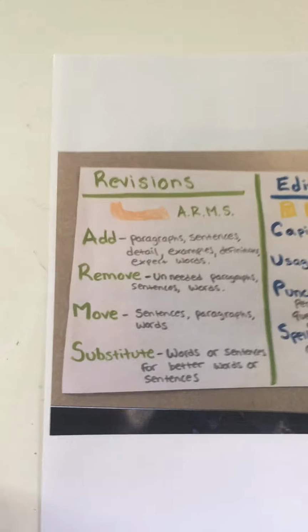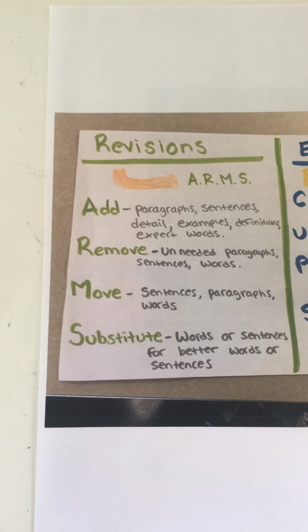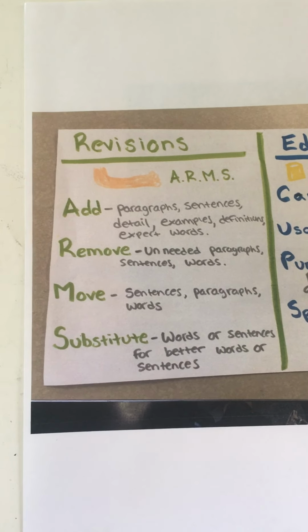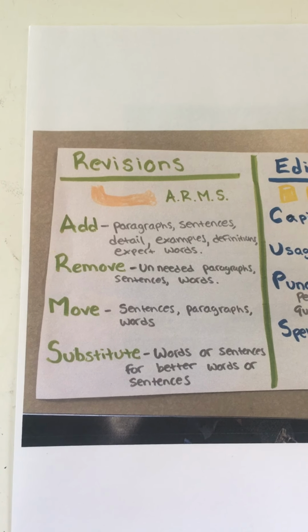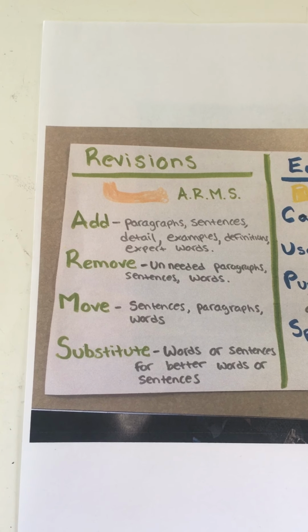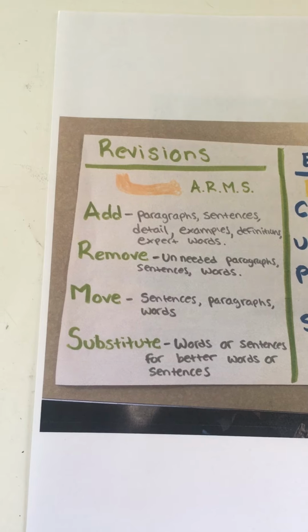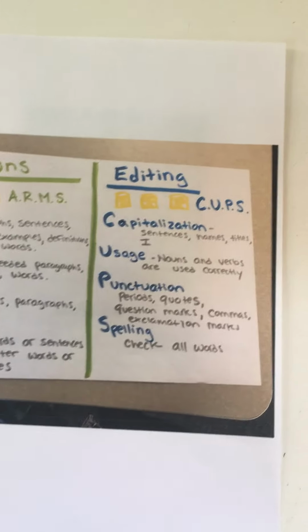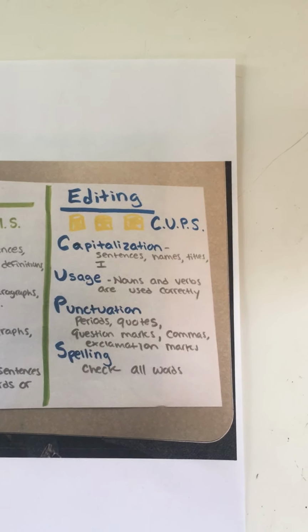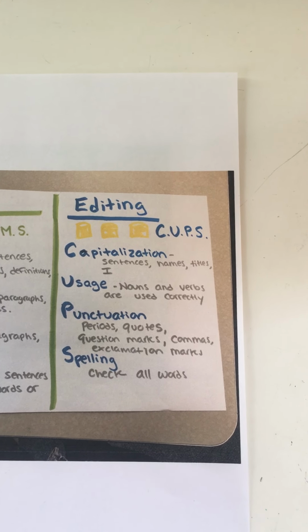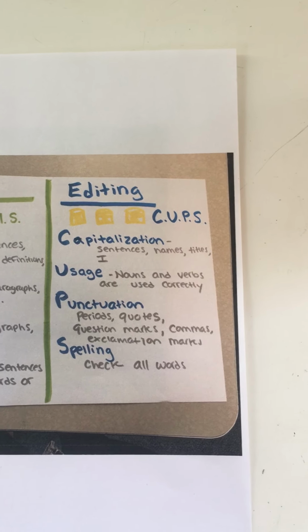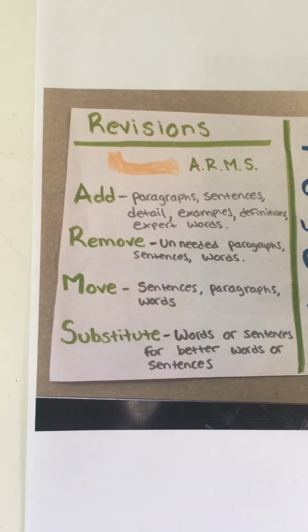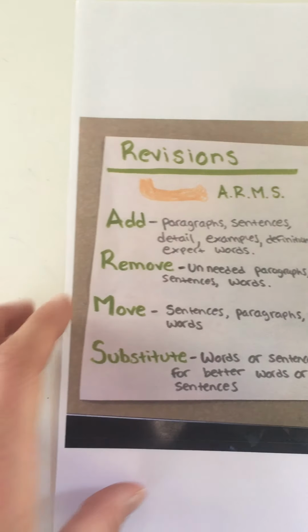So you might add a new paragraph or a sentence. You might remove unneeded paragraphs, sentences, or words. You might move around whole paragraphs or words or sentences. And you may also substitute different words or sentences for better words or sentences. That's different from CUPS, or editing, where you're capitalizing, looking at usage of words, punctuation, and spelling. That's editing, which we'll be doing tomorrow. Today we're just focusing on revising, ARMS.